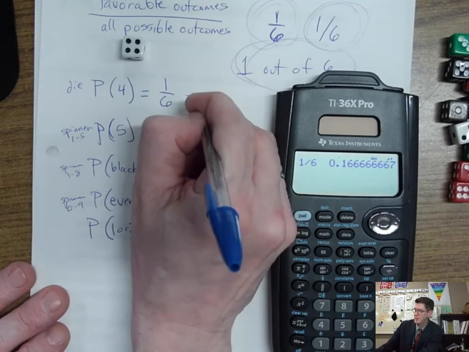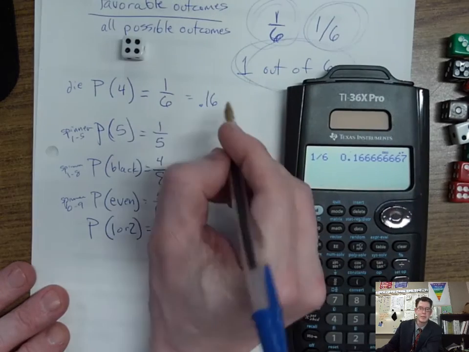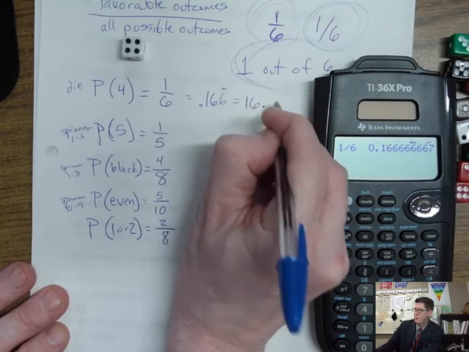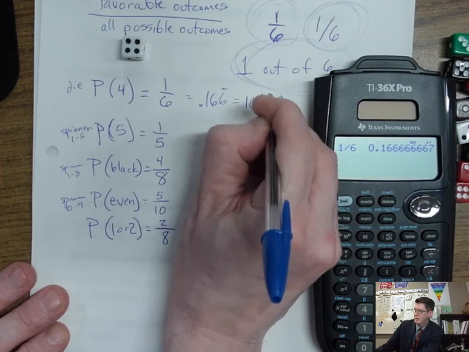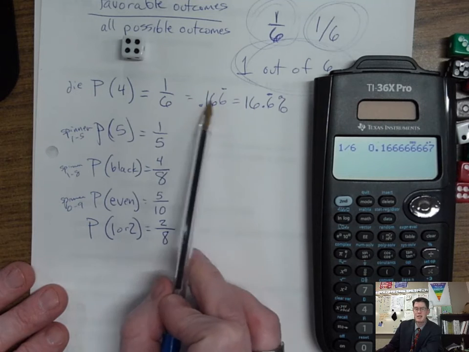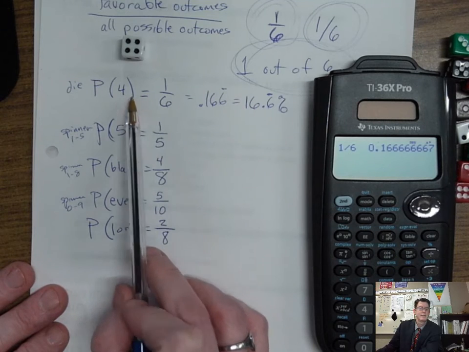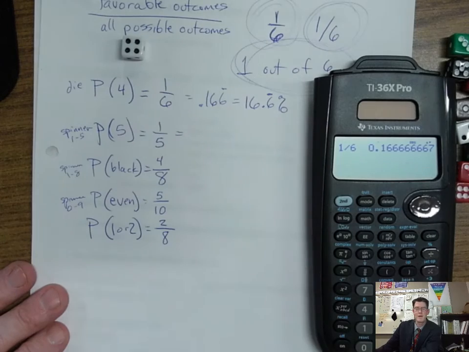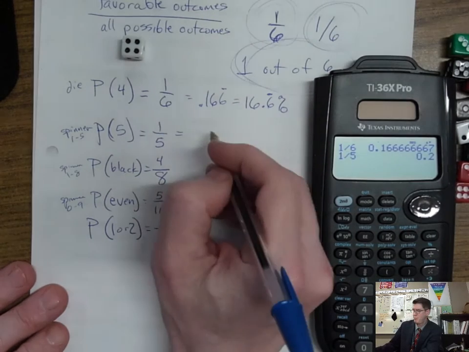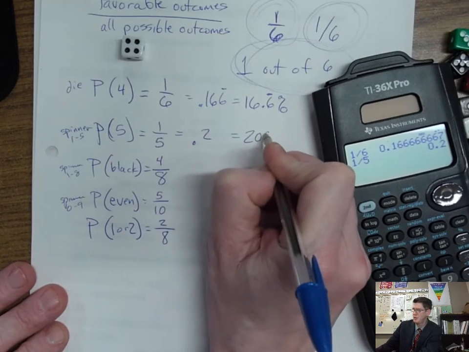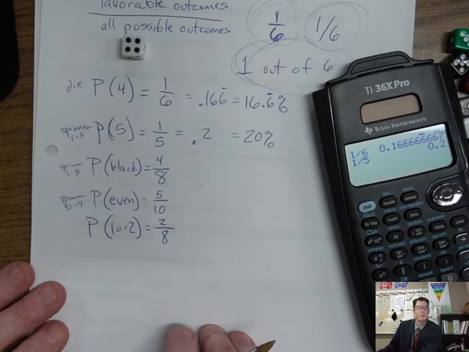So that's the same thing as 0.1666666 with the bar. And if I write that as a percent, we've learned in the past, that's 16.6 on forever percent. So there's a 16% chance that I'm going to roll a 4. If I do the same thing with 1/5, if I type in 1 divided by 5, then I get 0.2. Or when you move that decimal to change it into a percent, it's 20%.